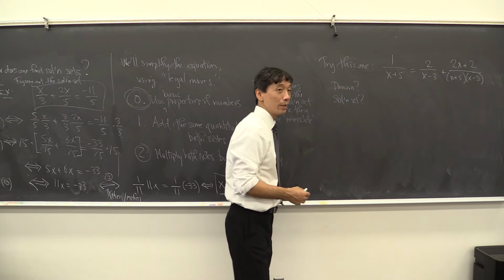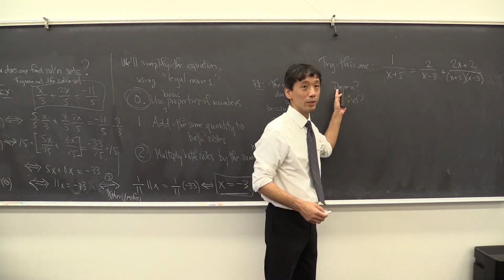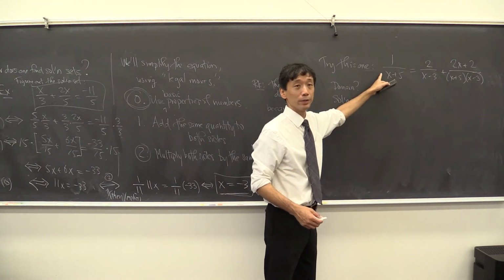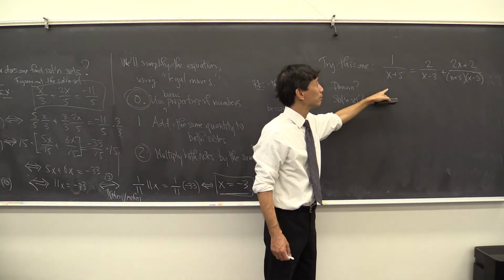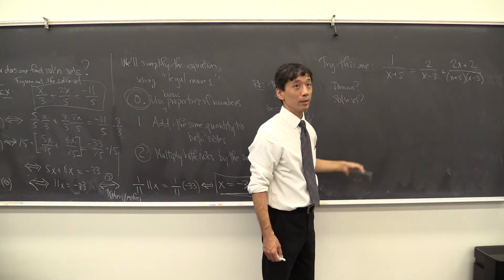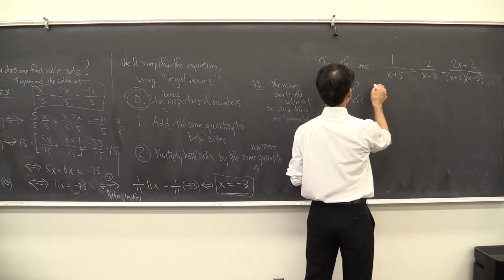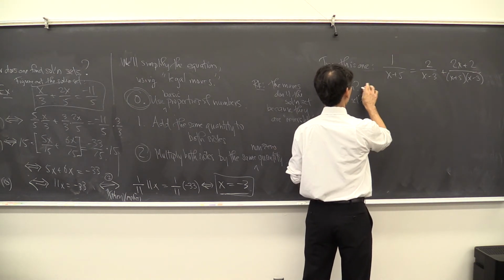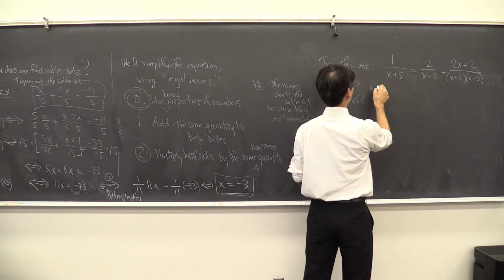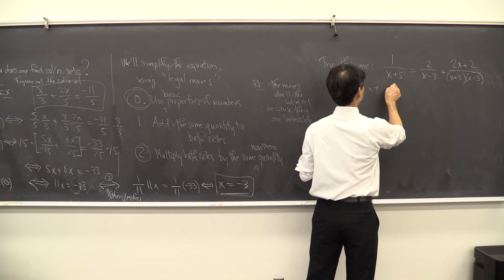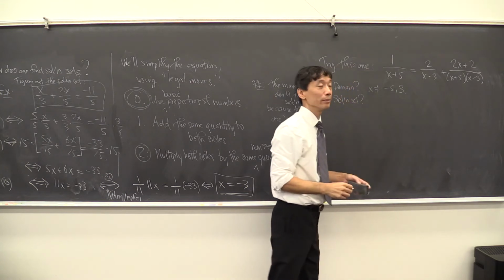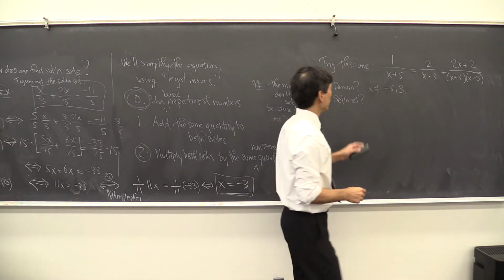Okay. First off, what is the domain for this equation? Stella? So I think x cannot be negative 5 because of the 1 over x plus 5, and then x cannot be 3 because of the 2 over x minus 3. That's right. So x can't be 3, and it can't be negative 5. Great.